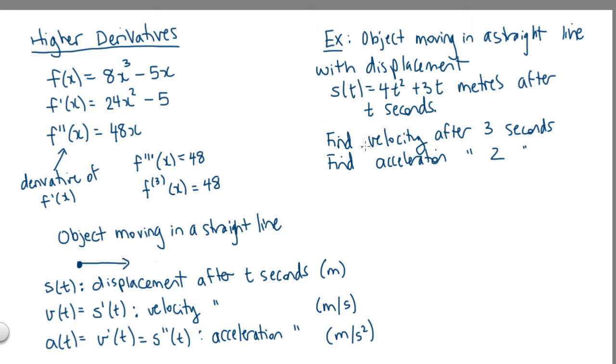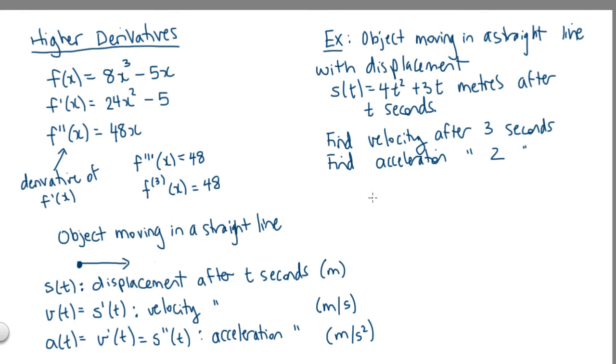So here's a good example of using higher derivatives. In fact, what we're doing in this problem, by finding velocity, is finding the instantaneous rate of change of displacement. So how quickly is the displacement changing? And then by looking at acceleration, we're looking at the instantaneous rate of change of velocity. So we're figuring out how quickly the velocity is changing when we calculate acceleration.